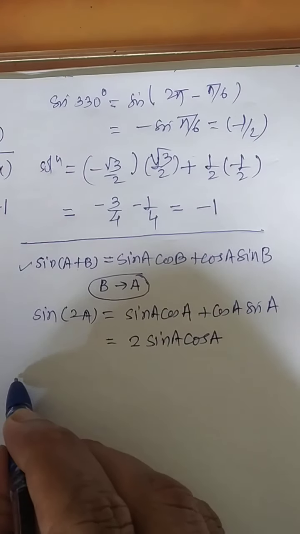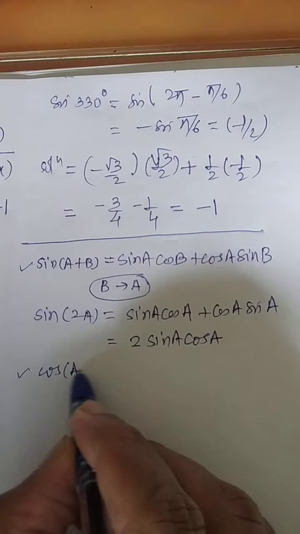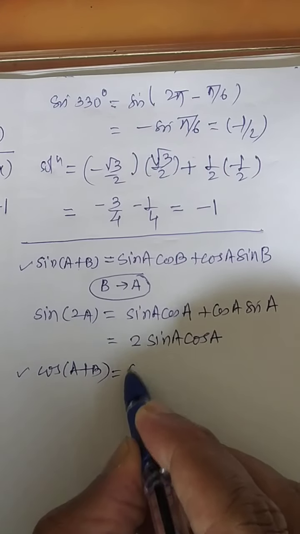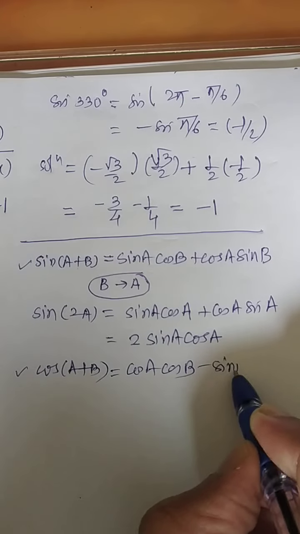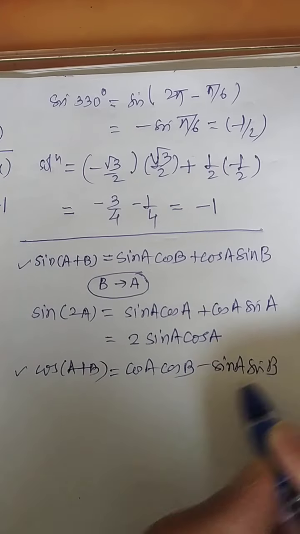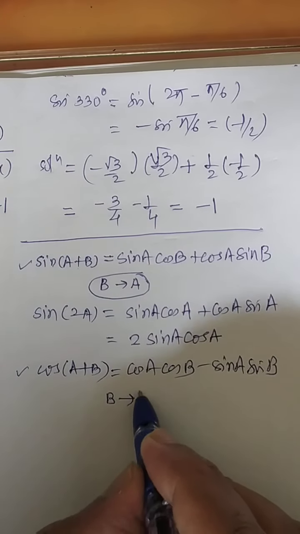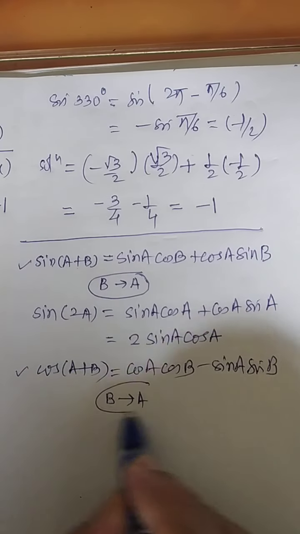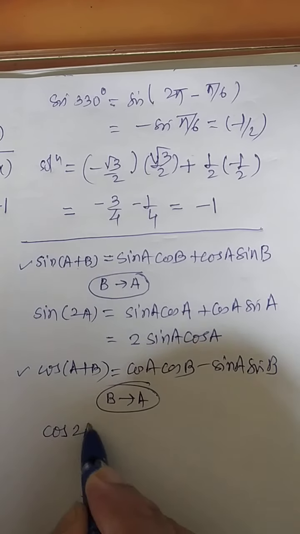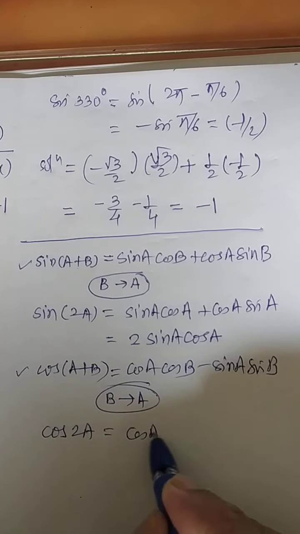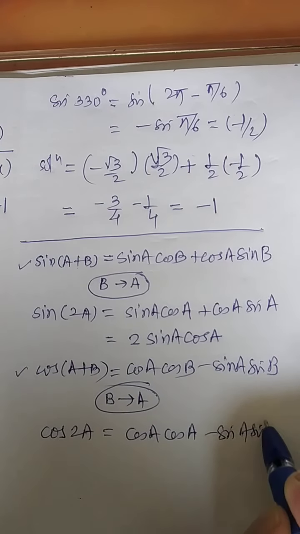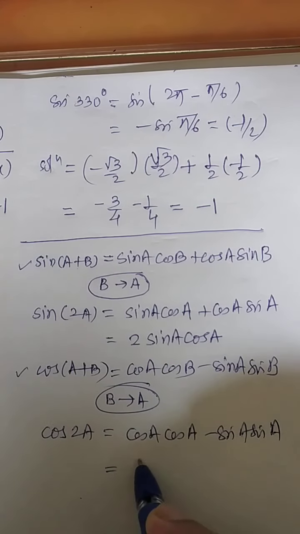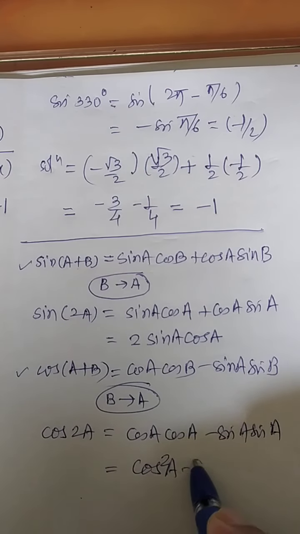So you are getting now 2 times sine A into cos A. Now start with the formula for the cos of A plus B. What is the formula for the cos of A plus B? Cos A cos B minus sin A sin B. Here also B to be replaced as A. Left hand side is nothing but cos 2A, which will be equal to cos A, cos A, minus sin A, sin A. If you simplify, you will get cos square A minus sin square A.